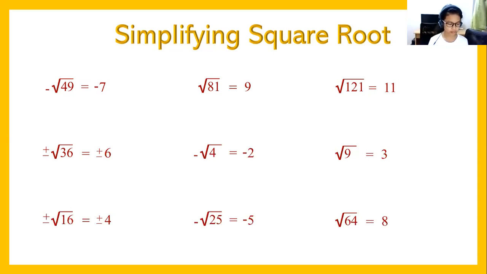So as you can see, all the numbers multiplied by itself, we already know the exact square root of those numbers. Okay. So for 49, of course, that's 7. Square root of 81 is 9. All you need to do is just remember them. Square root of 121 is 11. Square root of 36 is 6. Square root of 4 is 2. Square root of 9 is 3. Square root of 16 is 4. Square root of 25 is 5. And square root of 64 is 8.